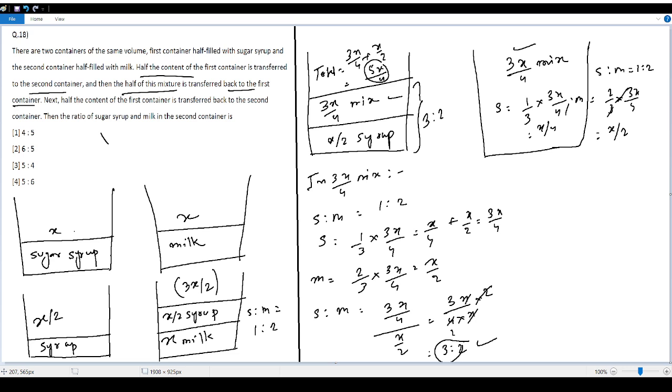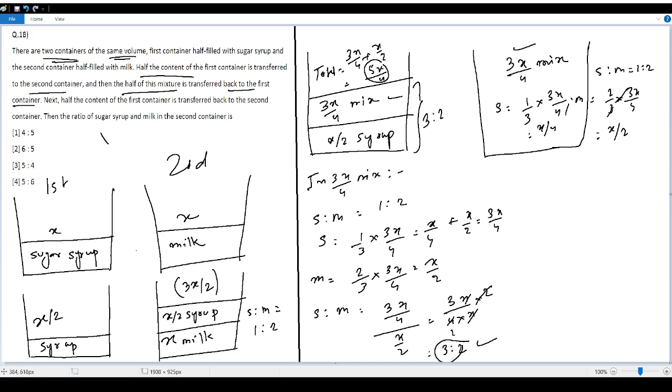Okay. So there are two containers of the same volume. The first container is half filled with sugar syrup, and this is the second container. With this half filled, it's absolutely nonsense. This is just to confuse you. I don't need what is the half of this container. The first one is half filled with sugar syrup, the second one is half filled with milk. Since both containers are of the same volume, the halves will also be equal. So sugar syrup is x liters, milk is x liters.